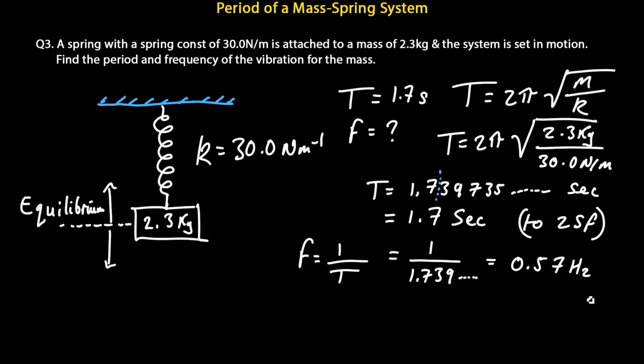But because our mass only has 2 significant figures, our frequency can only be accurate to 2 significant figures as well. So our frequency is 0.57 hertz, or seconds to the minus 1, to 2 significant figures.